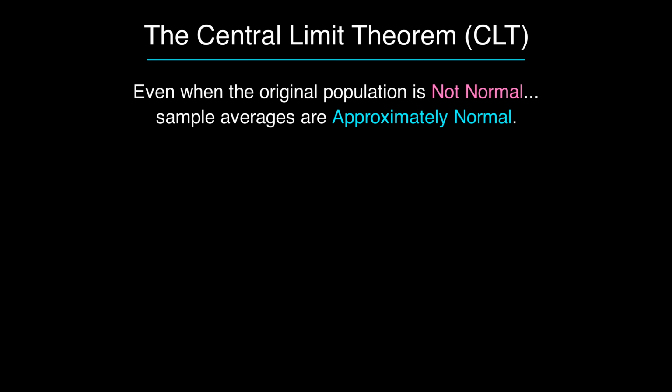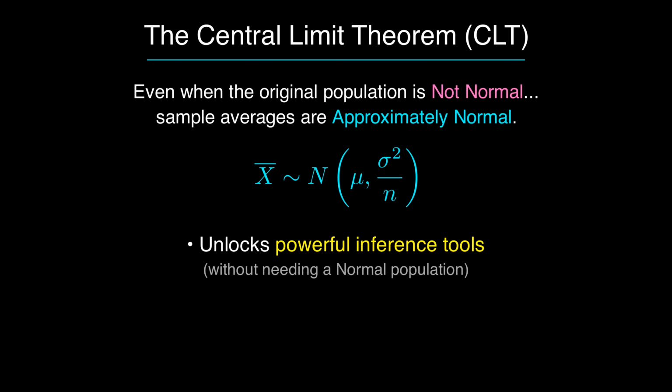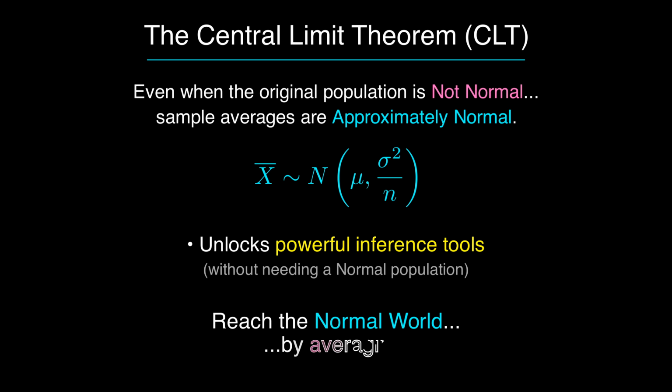And here's the breakthrough. Even when the original population is not normal, the averages of large samples are approximately normal. So by working with sample averages, we unlock all those powerful inference tools without needing the population itself to be normal. The Central Limit Theorem lets you reach the normal world by averaging your way there.